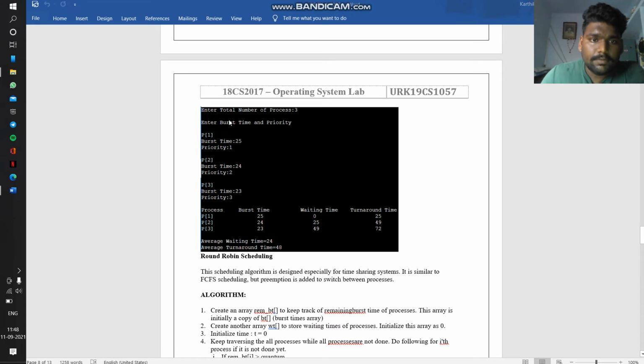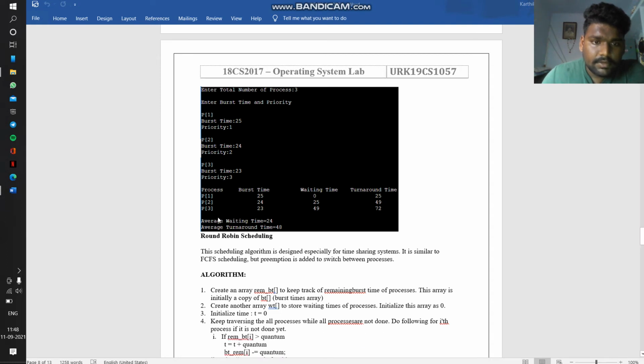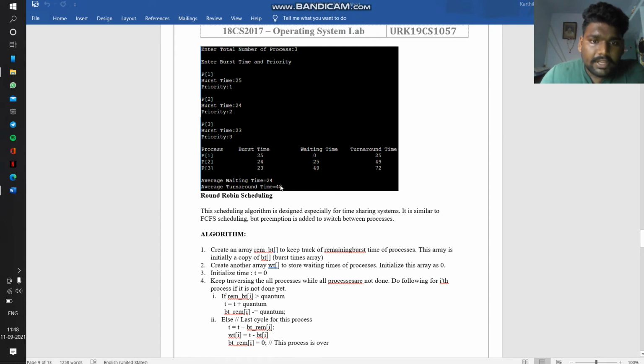This is the output, and you can see here I have entered the number of processes as 3. The first one has burst time 25, priority 1. Burst time 24, priority 2. Burst time 23 and priority 3. And the average waiting time is 24 and the average turnaround time is 48.